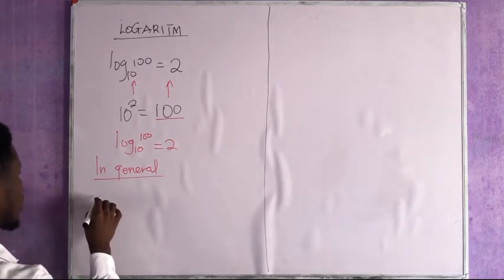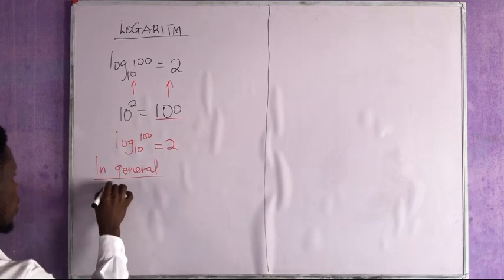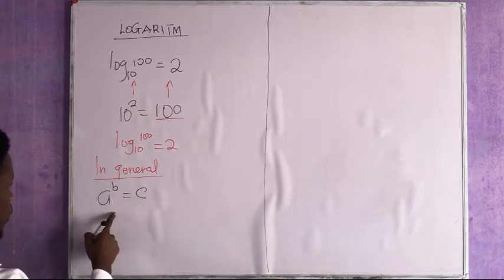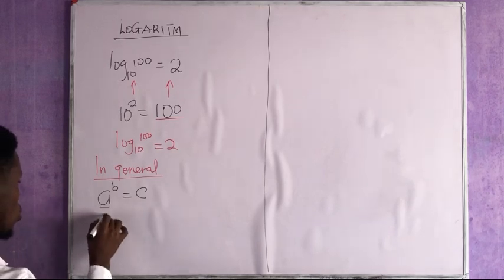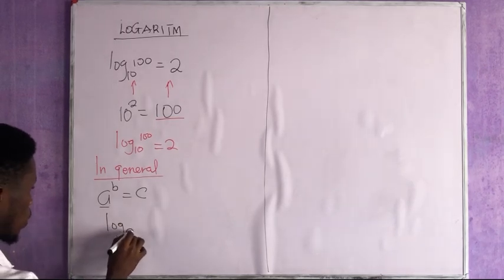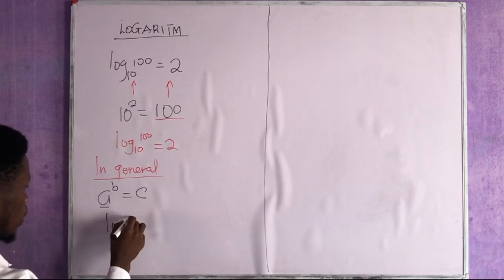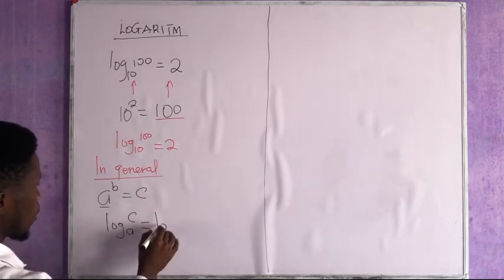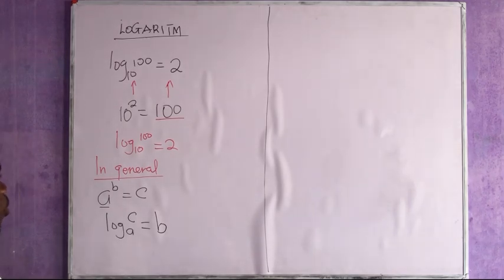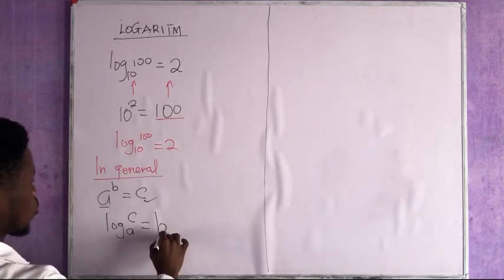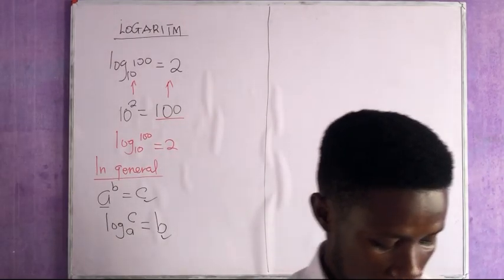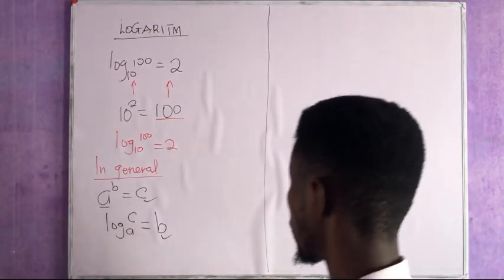Now, in general, we said that if I have a to the power b equals c, if I want to write this one in logarithm, the base here will still be the base of my log. The answer becomes my power, and this one is equal to what? b. So that's how we convert from the exponent to what? Logarithmic function.